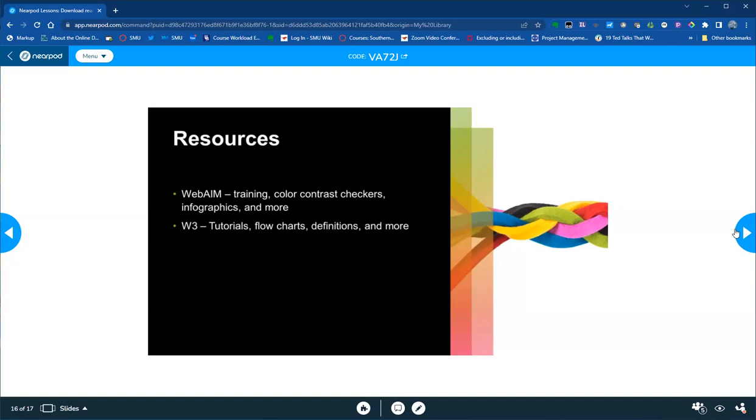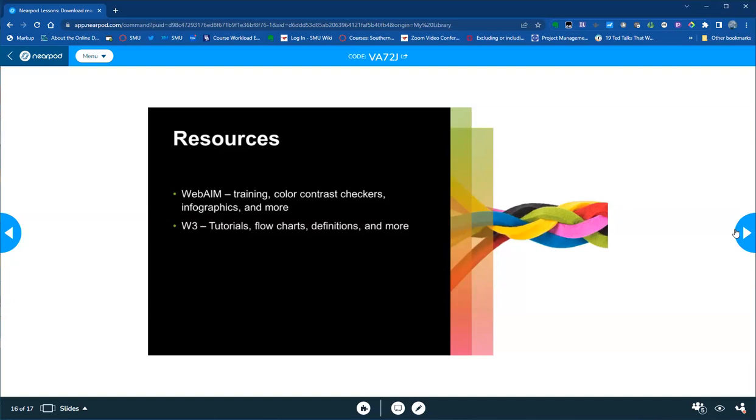The two places that I tend to go to the most when I'm working specifically with image and accessibility are WebAIM and W3. I love some of WebAIM's training and infographics, but WebAIM has a color contrast checker that I really, really like. We didn't talk about that as much because that's more of a text thing than an image thing. But the thing that I like about WebAIM's color contrast checker is that it allows you to start adjusting the colors until they actually are in compliance. And then you can just change them to those colors, and then you're fine. You don't have to give up and start all over again.